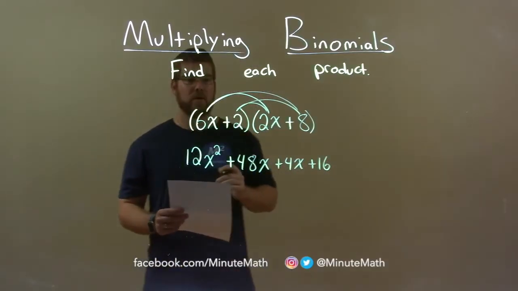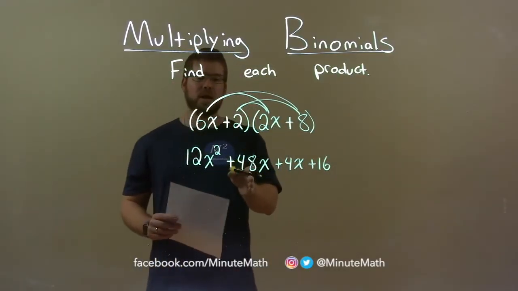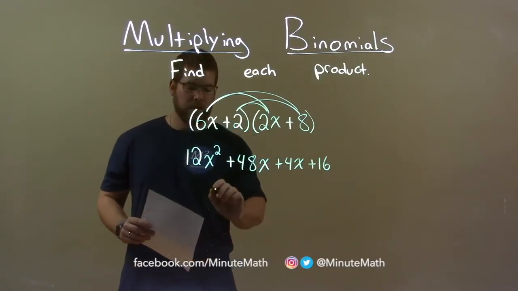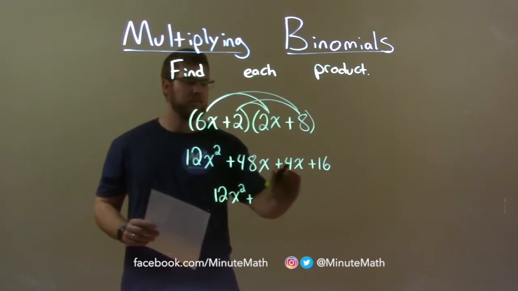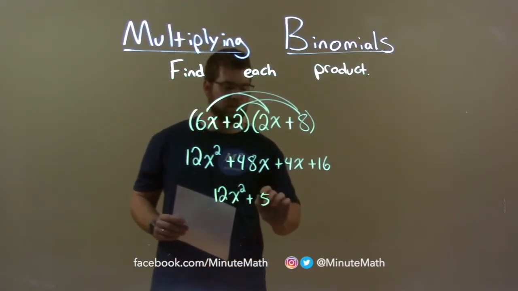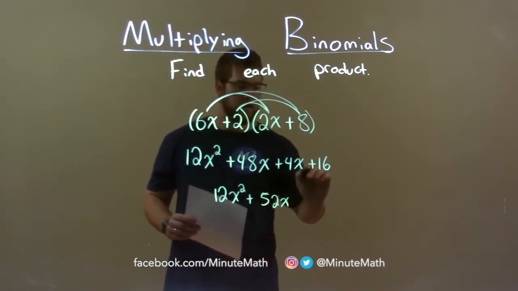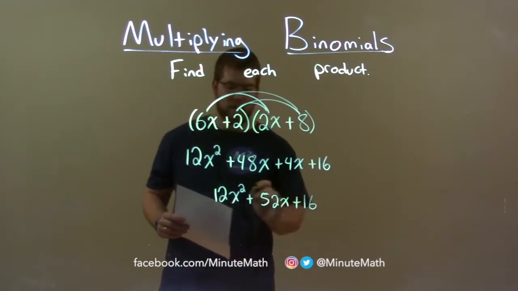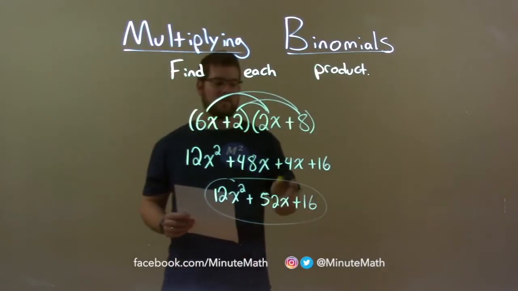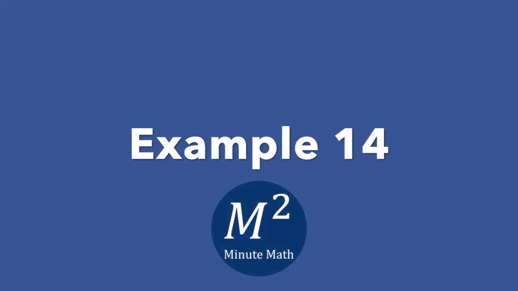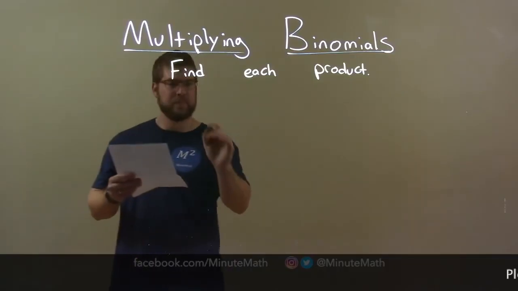We now want to combine our like terms, which is just the 48x and the 4x. Bring down the 12x squared. 48x plus 4x is a 52x, and we add a 16, and there we have our final answer, 12x squared plus 52x plus 16.